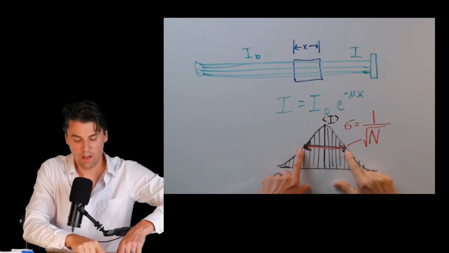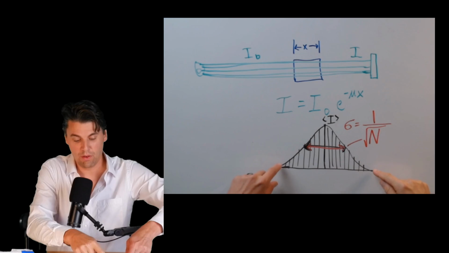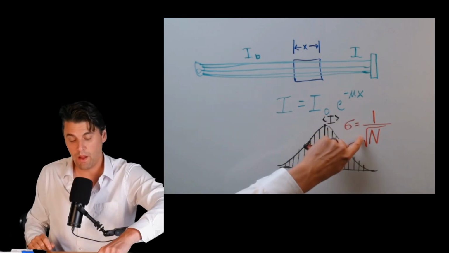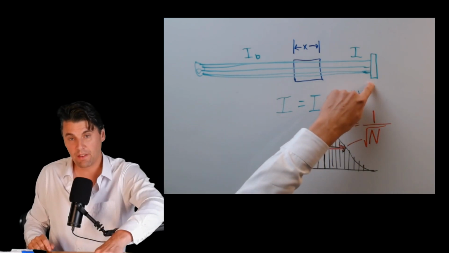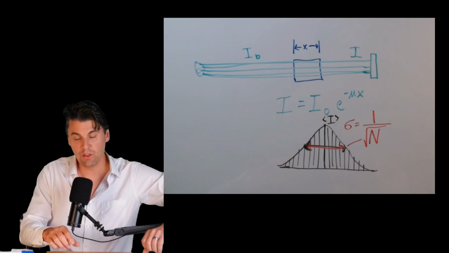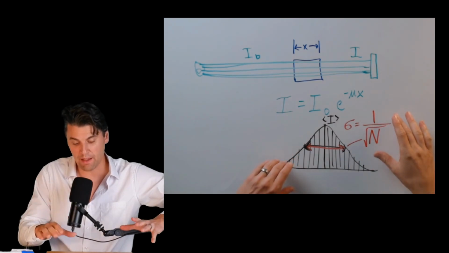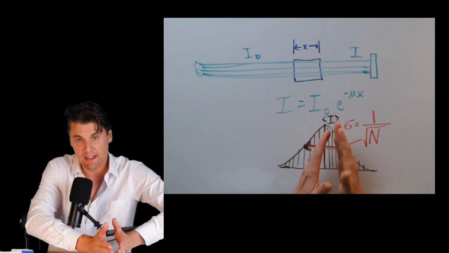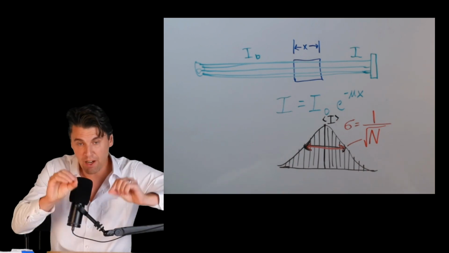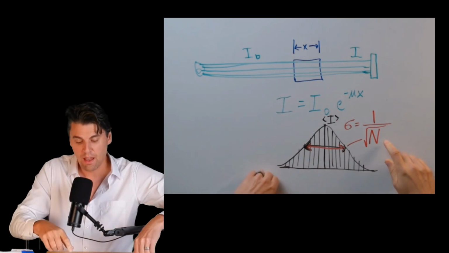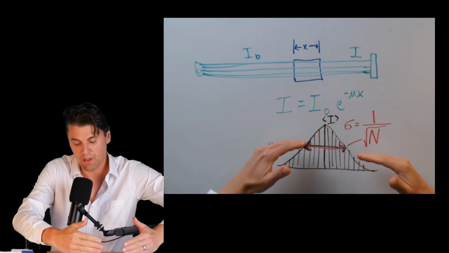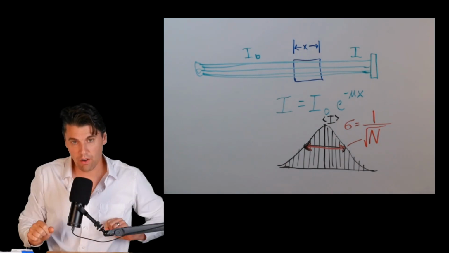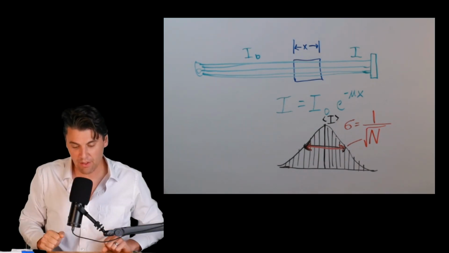The width of the Gaussian actually goes like 1 divided by the square root of the number of x-rays that we're going to be measuring. As you have more x-rays, the width is going to get narrower. You're going to have less variation or less noise. If you have fewer x-rays, the width of our distribution is going to get wider. You're going to have more noise in your image.